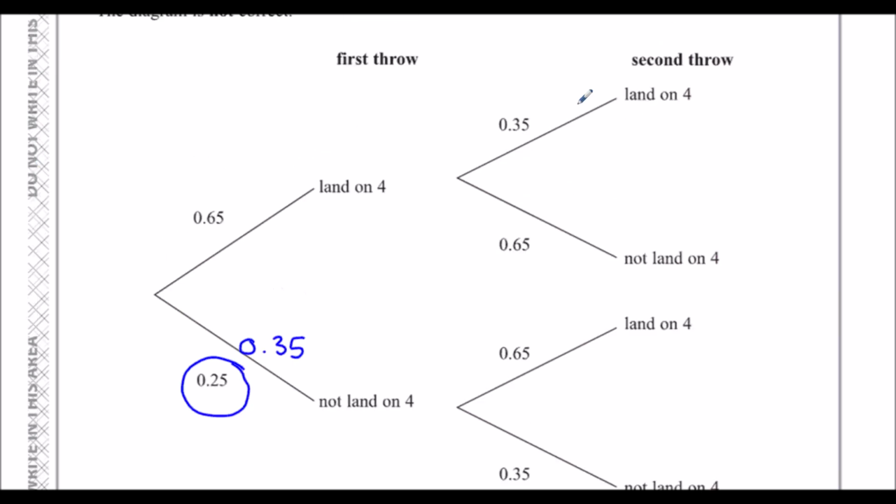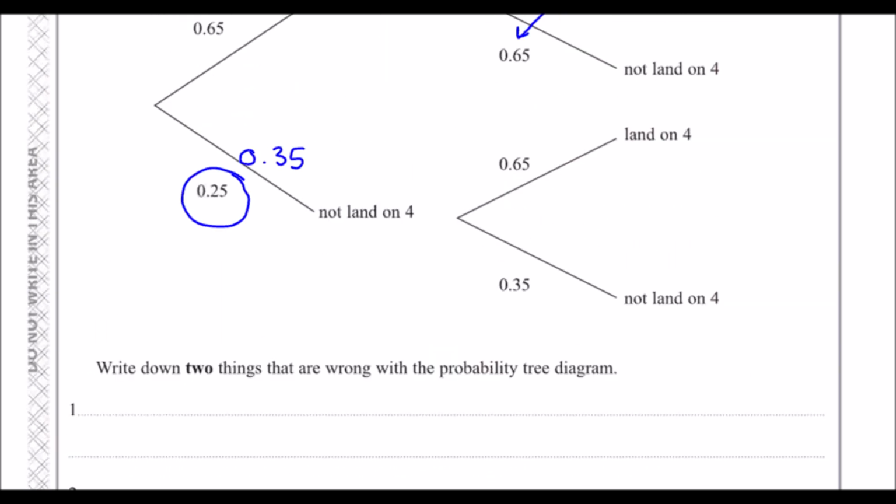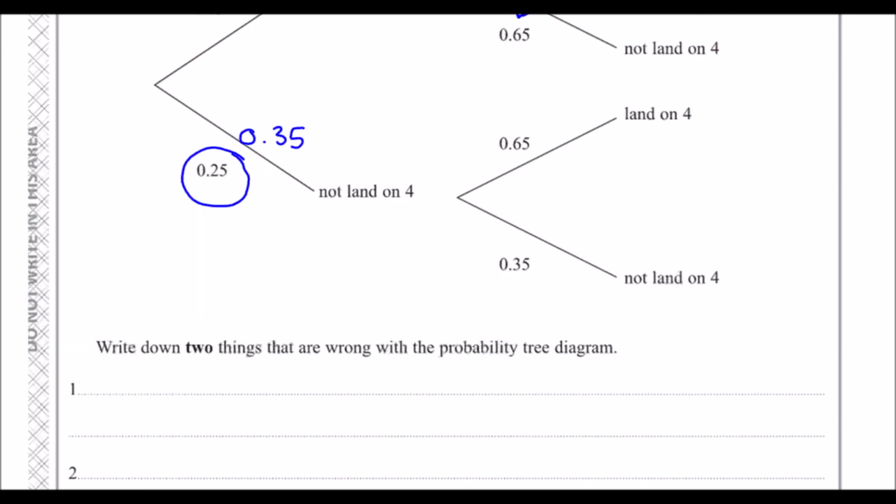And for the second throw, he has put his probabilities the wrong way round. He should have had 0.65 as land on 4 and 0.35 not land on 4. So write down two things wrong with the probability tree diagram.